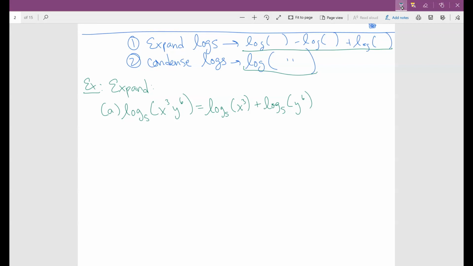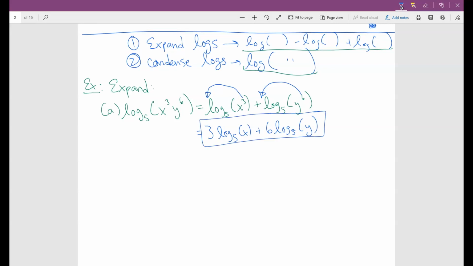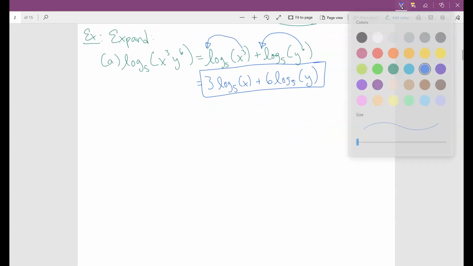Okay, so now we broke them up. We're still not done yet. Okay, and then in the end, you see how you have this 3 here? You can bring it to the front using property number 3. So this is going to be 3 log base 5 of x plus 6 log base 5 of y. Okay, here I can't expand anything else, so that means this is done. So maybe something that I can say is that there can be numbers in front of these guys. Okay, whereas this guy, you don't want a number. Okay, so let's try another one.